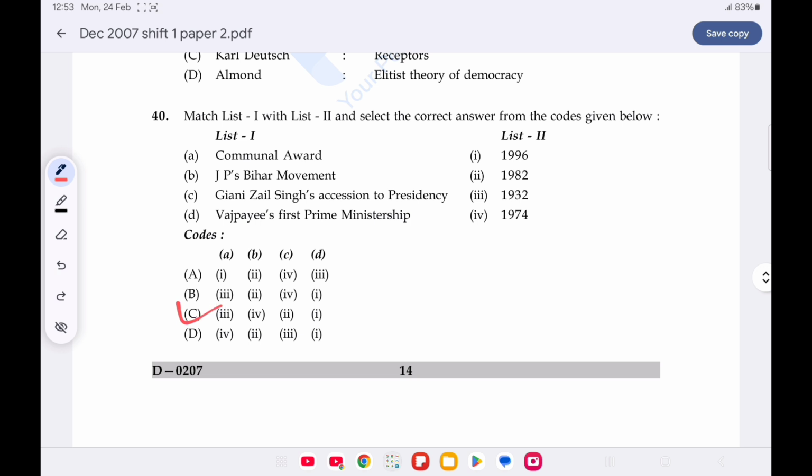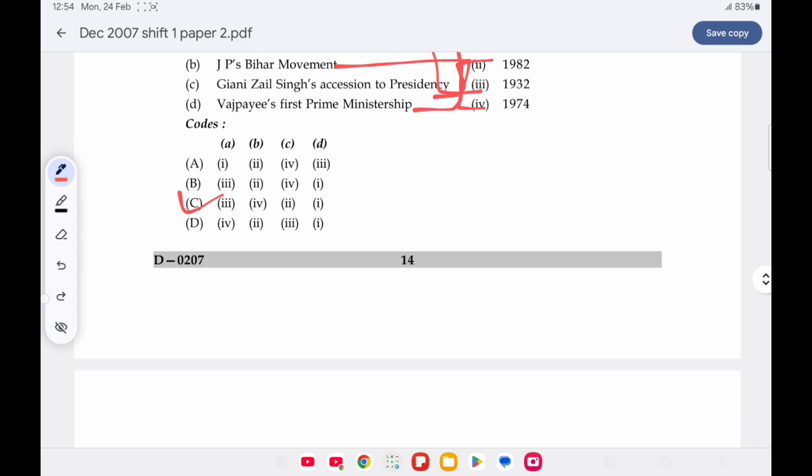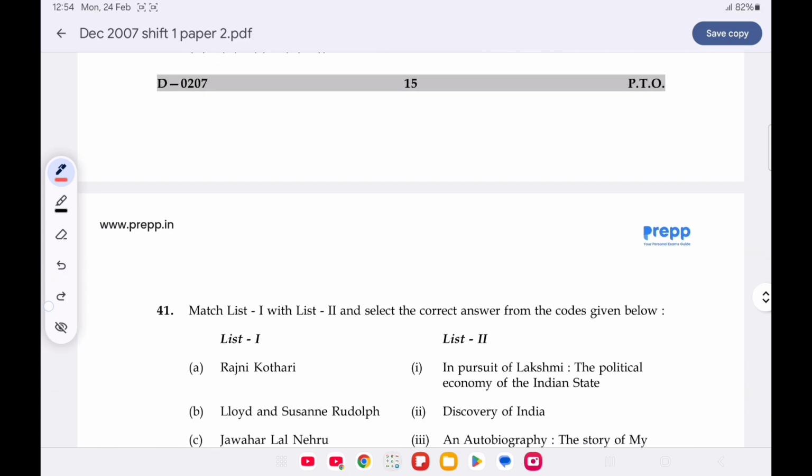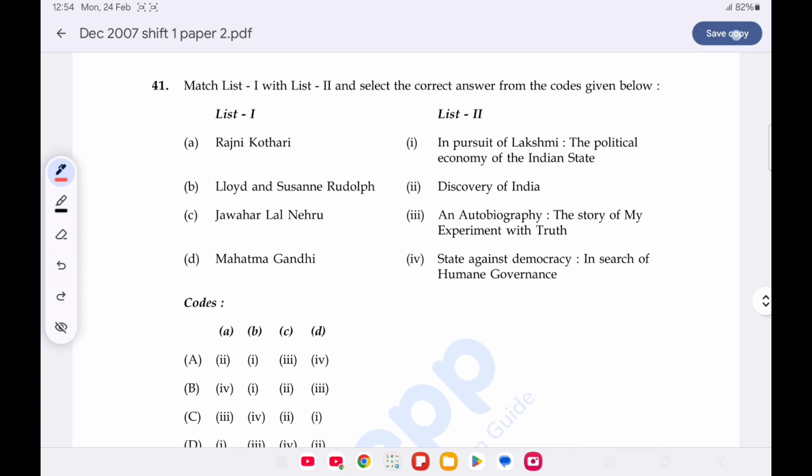Option C is correct. Communal Award in 1932. JP's Bihar Movement in 1974. Giani Zail Singh's accession to presidency in 1982 and Vajpayee's first prime ministership in 1996. Now move on to next question. Question number 41. Match list 1 with list 2.